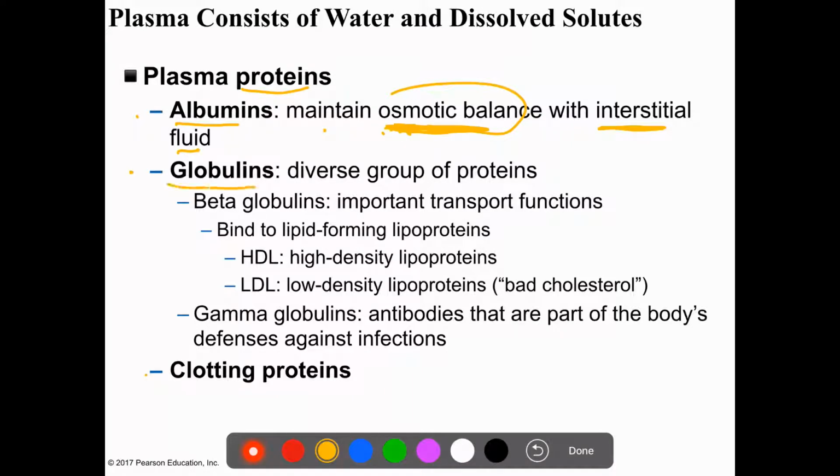Another set of proteins are called the globulins. These are a very diverse group of proteins. For example, we have the beta globulins. They have important transport functions. Part of them form the cholesterol carriers, the HDL and the LDL, the bad cholesterol. We have gamma globulins. These are the antibodies. They will help in defending against infections. And of course, we have the clotting proteins, which are responsible for, if you have a cut, your body stopping the bleeding by forming a clot. These proteins are the ones responsible for that.